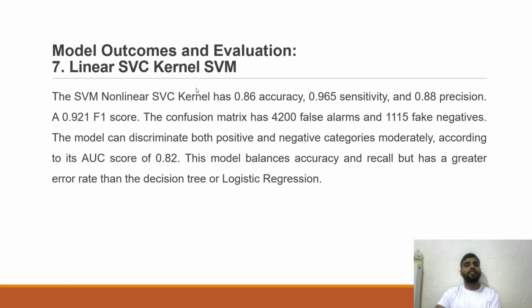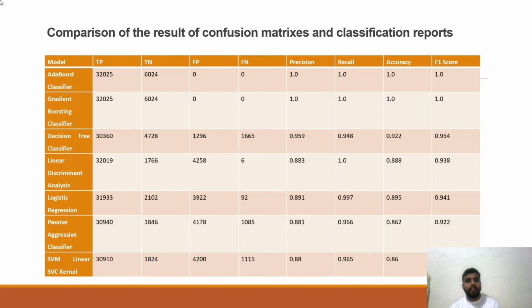The seventh and the last is the linear SVC kernel SVM. If we have a look at all of these results like accuracy, sensitivity, precision and F1 score, we can see that the confusion matrix has 4200 false alarms and 1115 false negatives. This model can discriminate both positive and negative categories moderately according to its AUC score of 0.82. The model balances accuracy and recall but has a greater error than the decision tree or logistic regression. Here is a comparison of the results of confusion matrices and classification reports.